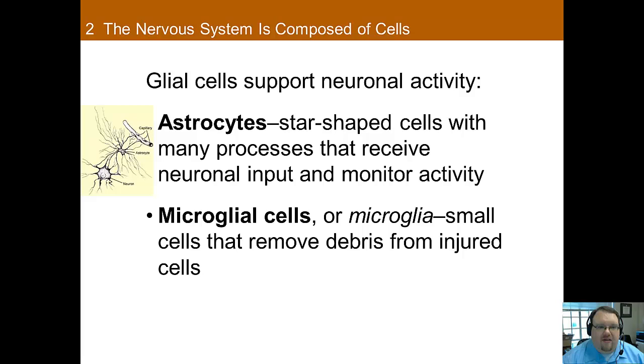Then we have glial cells. These are a whole different type of cell, which are really fun, I think. Glial cells are the support cells for the nervous system. So the neurons can't do it alone. The neurons manage the information basically, but they need the support cells in order to keep them up and running. And that's what glial cells do.